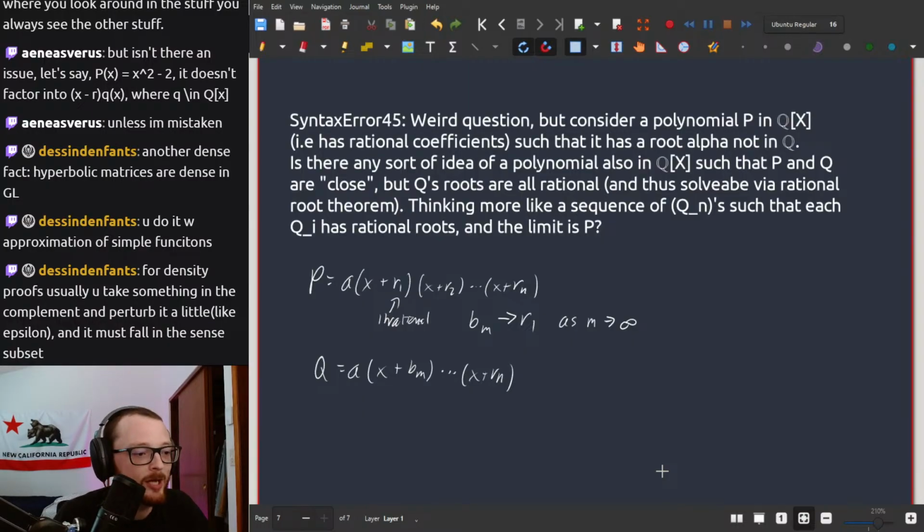Hyperbolic matrices are dense and... I don't know what a hyperbolic matrix is. Take something in the complement, perturb it a little, like epsilon must fall in the dense subset. Okay.